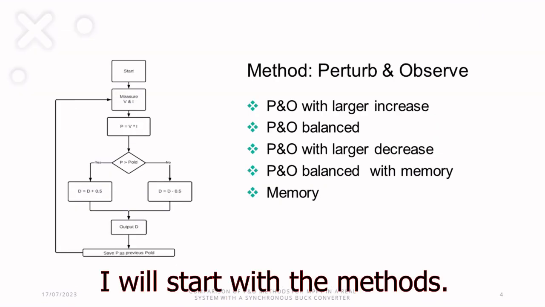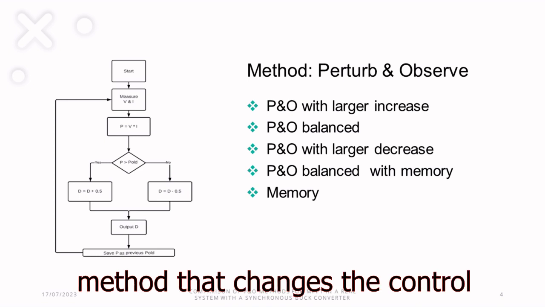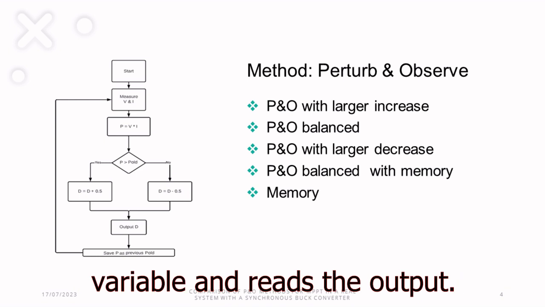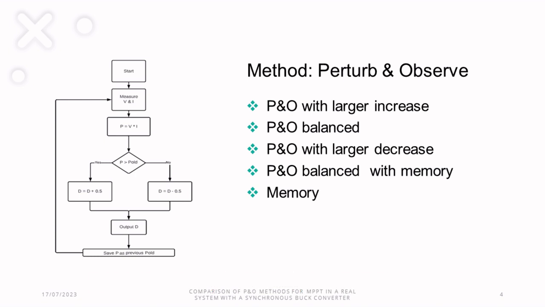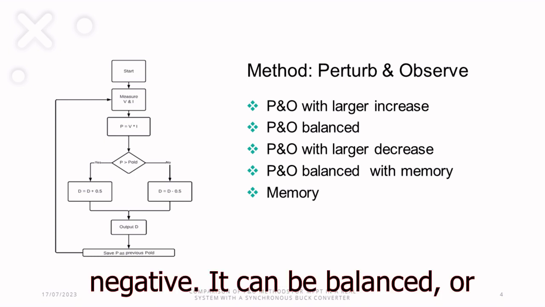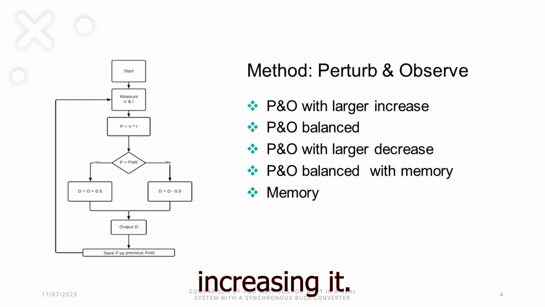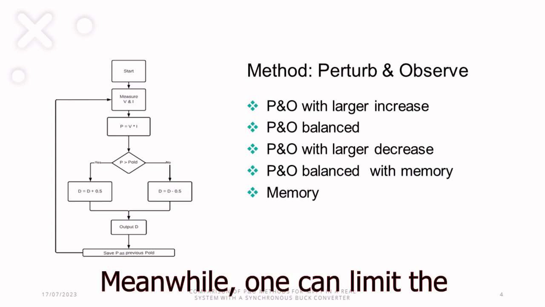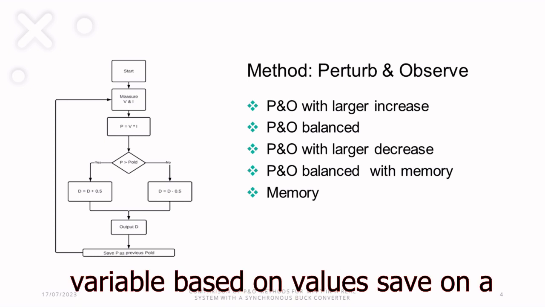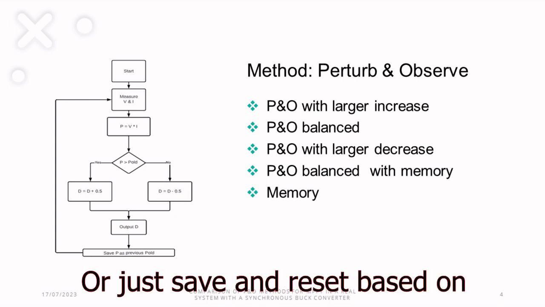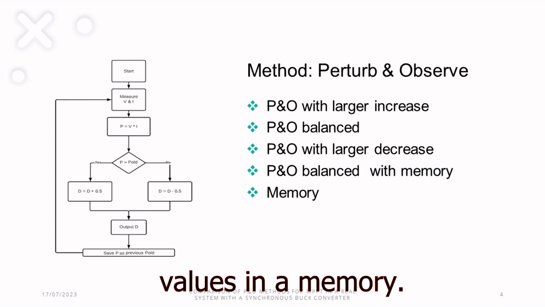I will start with the method Perturb and Observe. Basically, it's a method that changes the control variable and reads the output. One can change this variable more in the positive direction than the negative. It can be balanced, or decrease the variable more strongly than increase it. Meanwhile, one can limit the method by resetting the control variable based on values saved in a memory.